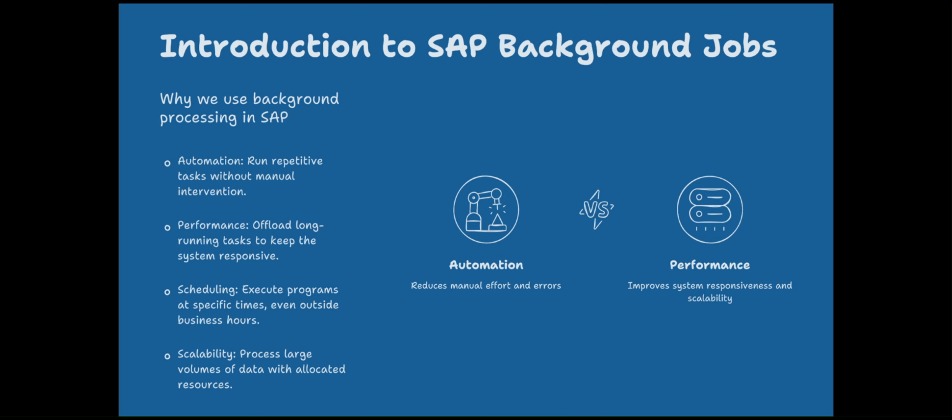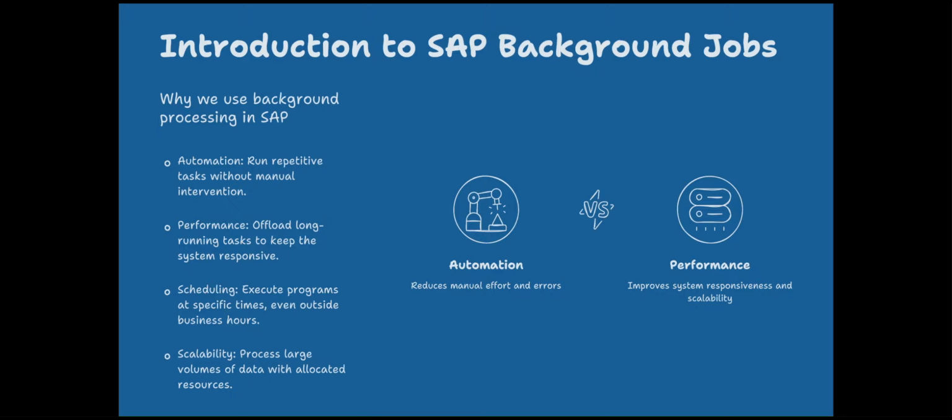Suppose 1,000 in the first batch, then 2,000, then 3,000, something like that. You can set it up. So in every batch, how many records do you want to process? By doing this, the system will run smoothly, right? The load will be less, right?